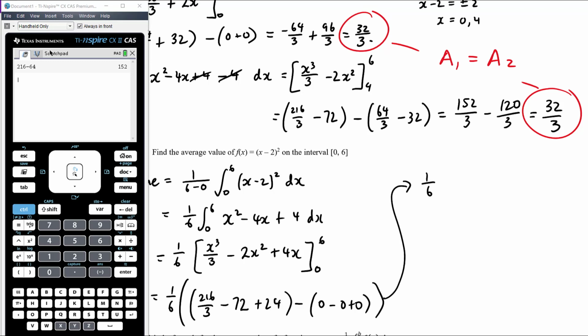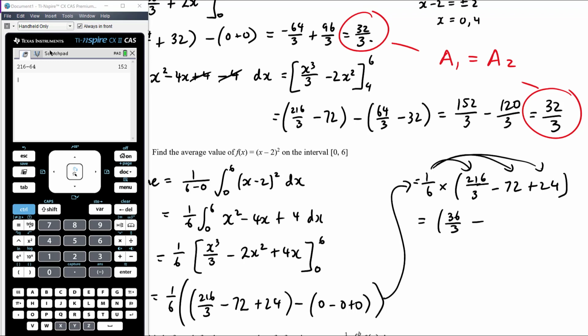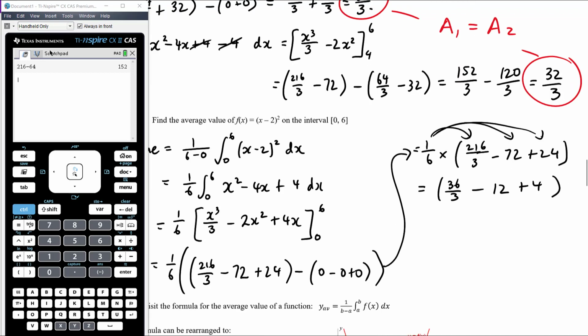Okay, so let's see what we've got here. We've got 1/6 times, now we could do a couple of different things here again in terms of our simplification. So thinking about what's going to be easiest, I actually might multiply the 1/6 in, because all those numbers are divisible by 6. 216 divided by 6 is 36, so that's 36 on 3, minus 72 divided by 6 is 12, and 24 divided by 6 is 4. So perhaps that's easier. And then 36 on 3 is 12, so we've got 12 minus 12 plus 4, and so we've just got 4. So we find that the average value is 4.